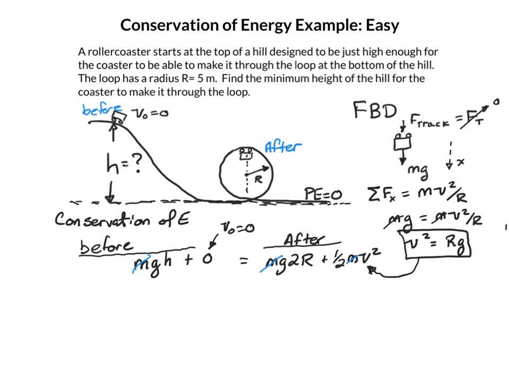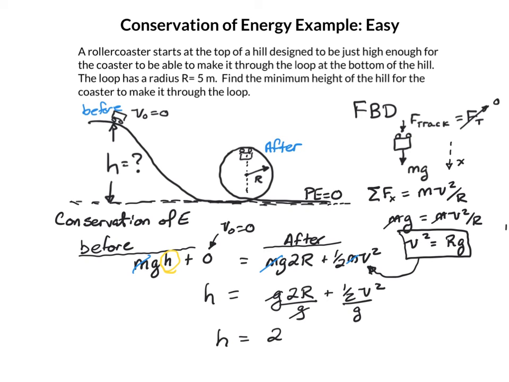So I'm trying to find h. If I go back here, there's the thing I'm looking for, so I'll solve for that. h is going to be equal to g2r plus 1/2 v squared, and then I want to divide the whole thing by g. It's the g that's on that mgh initially. You can see that g cancels there. Now I'm going to plug in that v squared.